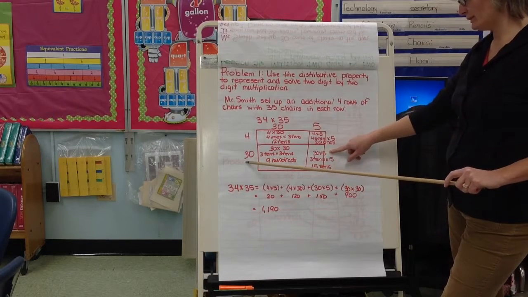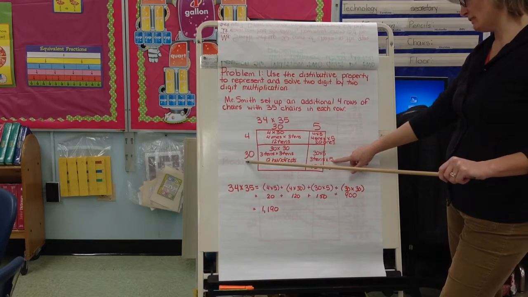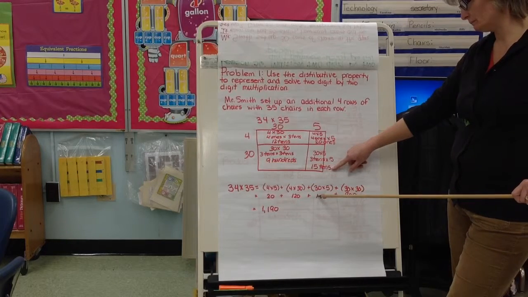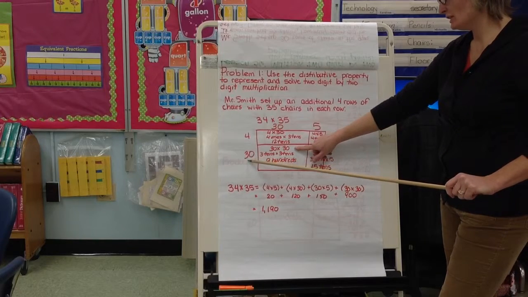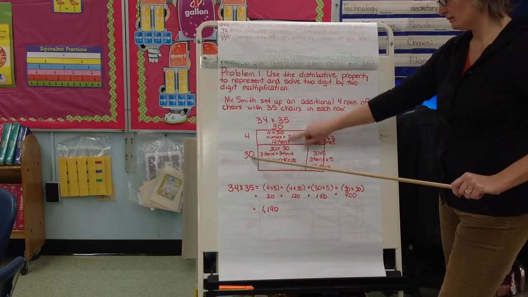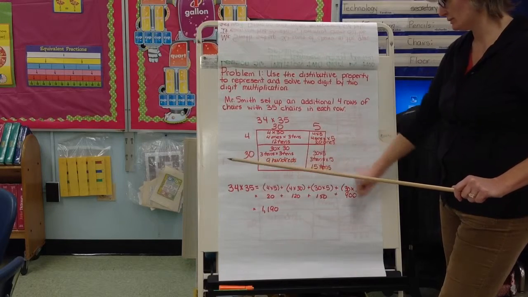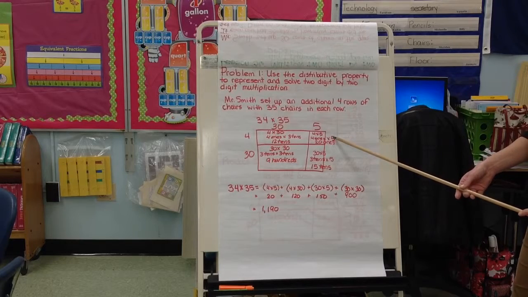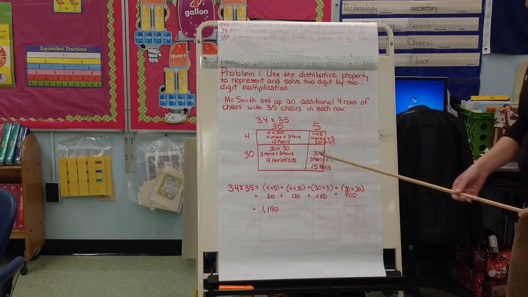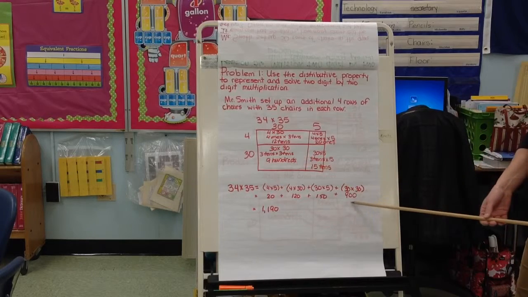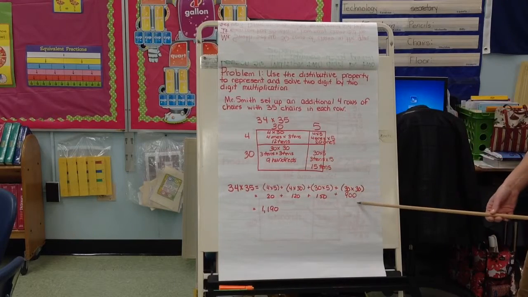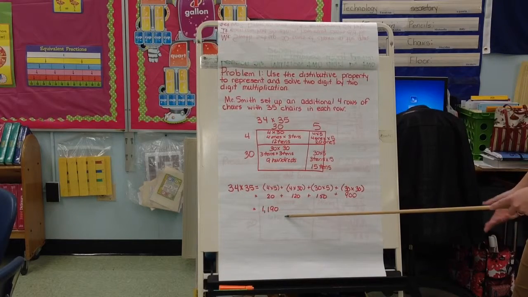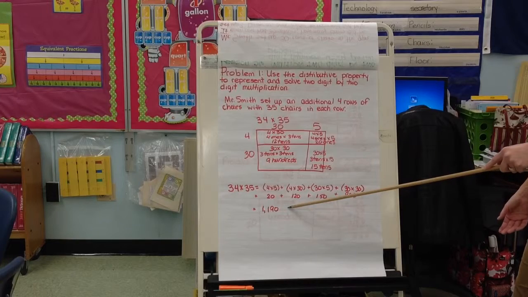Back over to here, 30 times 5. Well, that's 3 tens times 5, or 15 tens. Right here, 30 times 5 is 150. We go back to here, 30 times 30. 3 tens times 3 tens, that's 9 hundreds. Right here, 30 times 30 is 900. So we have 20 plus 120 plus 150 plus 900. We add all of those partial products up, and we're going to get 1,190. So we set up 1,190 chairs.